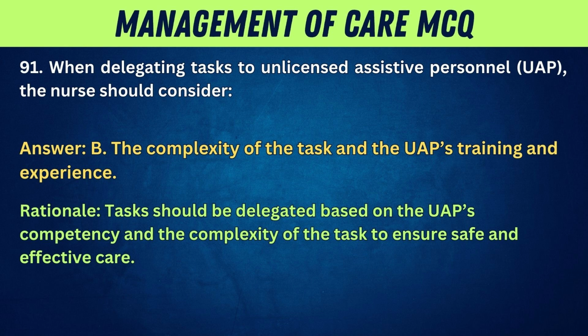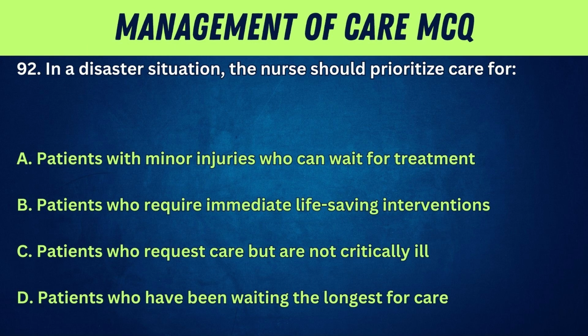Rationale. Tasks should be delegated based on the UAP's competency and the complexity of the task to ensure safe and effective care. 92. In a disaster situation, the nurse should prioritize care for A.